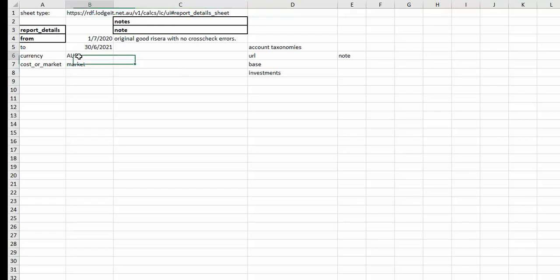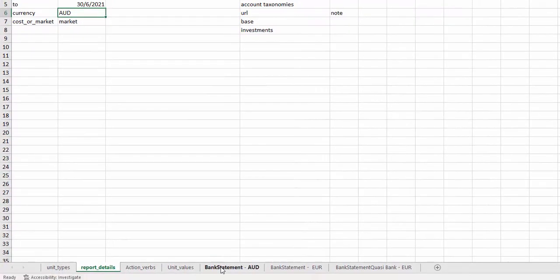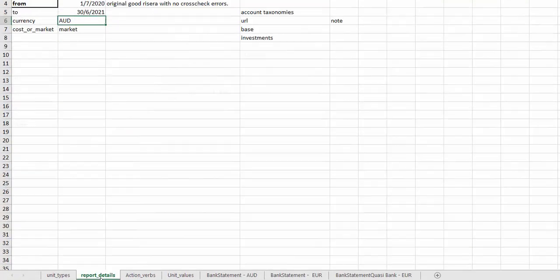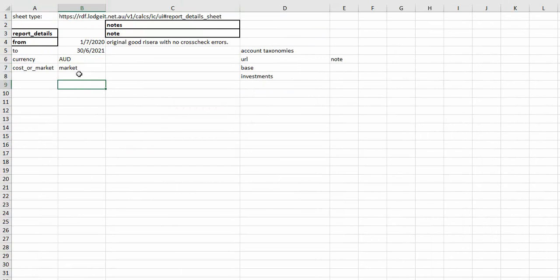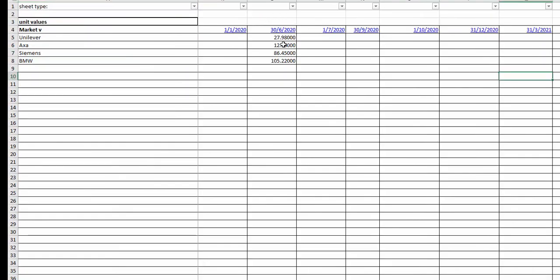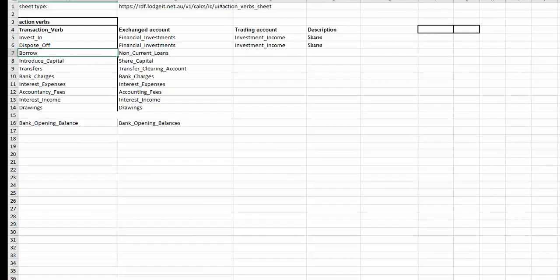You've got your reporting currency, given that our inputs are going to be in multiple currencies. So you can dynamically choose which currency you're going to generate this report in. We're generating the report at market rather than at cost. So hence why we need our unit values at given points in time for those investments.